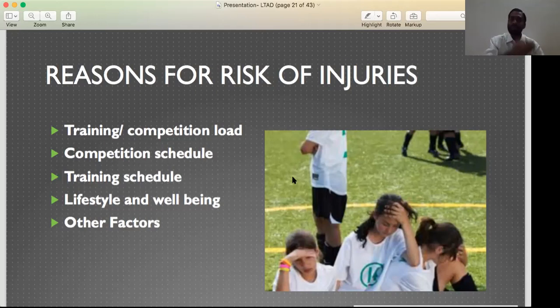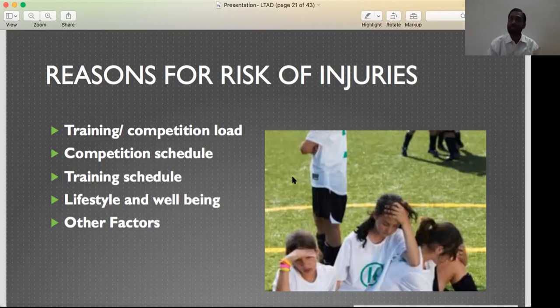We might keep grieving about why this boy is not improving, but maybe psychologically he's going through some other challenges. So it's very, very important that we don't overlook such factors, and we have to be aware of all those multifactorial reasons for us to keep a good template for our child to play a sport.